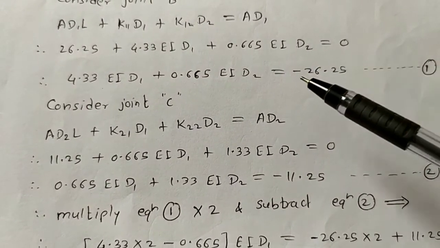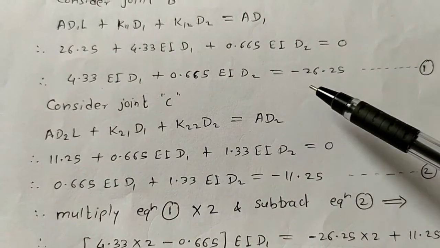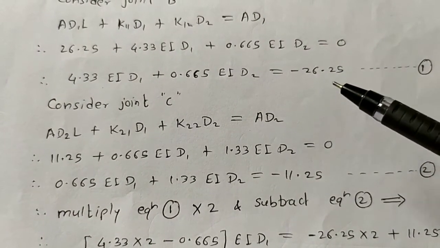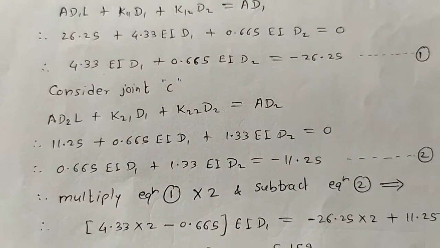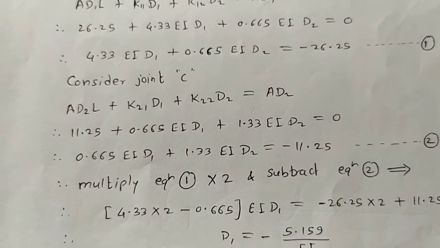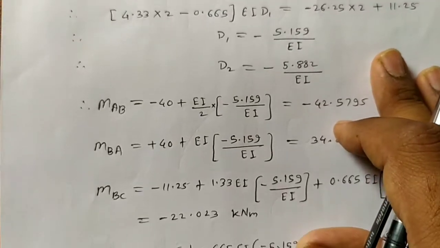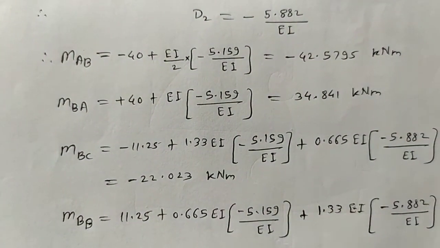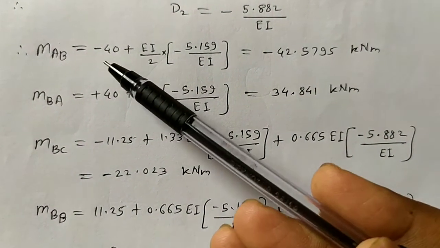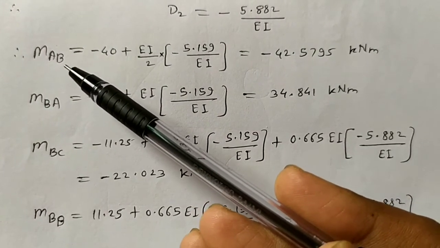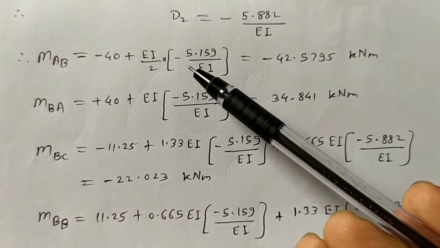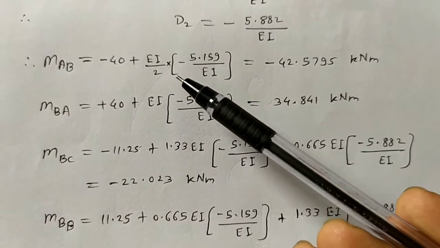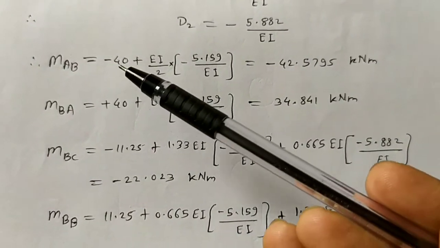So of course from this we can write this. You are getting the first equation. Likewise you can get the second equation. Solve these 2 equations simultaneously and get the values of D1 and D2. After getting the values of D1 and D2, the next task is to get the moments at every joint. To write this, again we have to go for those 3 diagrams. So I'm going to find MAB.